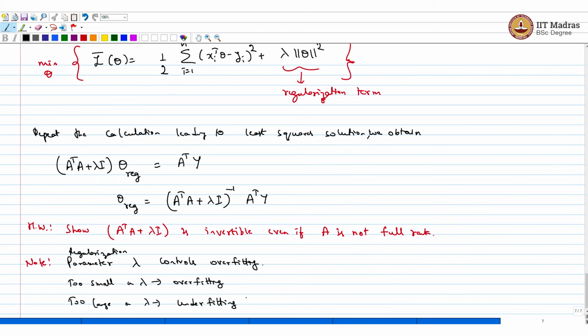So, with this we end the discussion about least squares regression. Next we will move on to eigenvalues, eigenvectors and decompositions of matrices. Okay, a summary before we end this lecture.